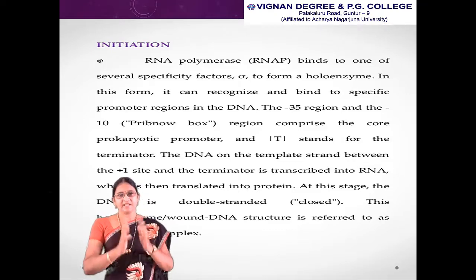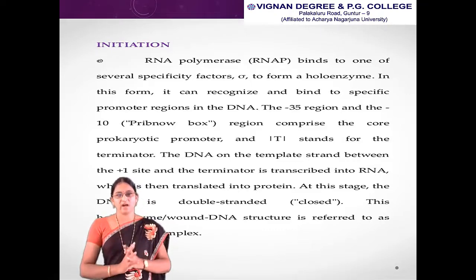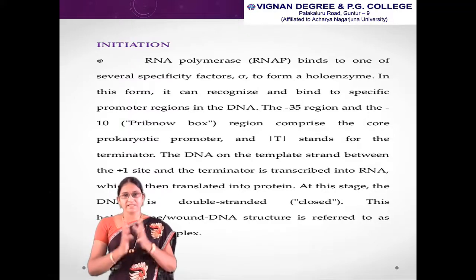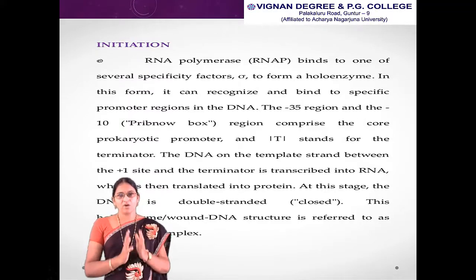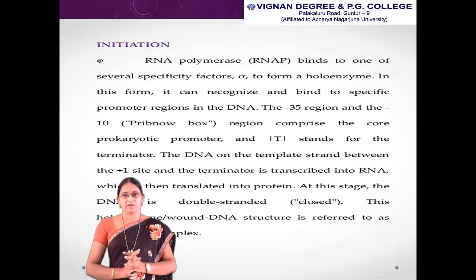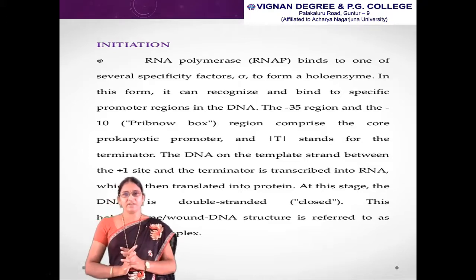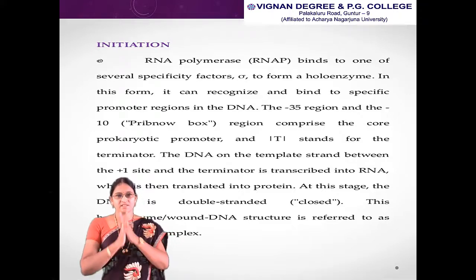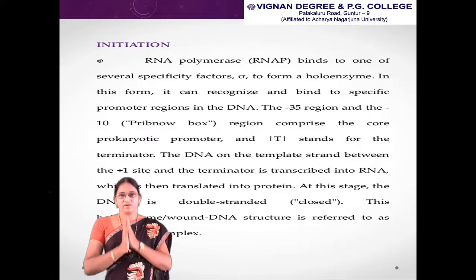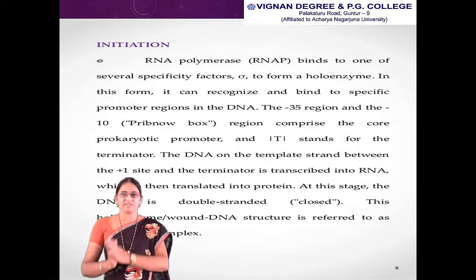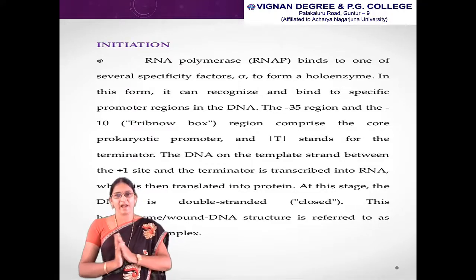Whereas the -10 region is known as the RNA box or TATA box. These regions comprise the core prokaryotic promoter. And here T stands for termination. Termination is nothing but certain signals found distant from the transcription start site. When the polymerase reaches that site, transcription ends.